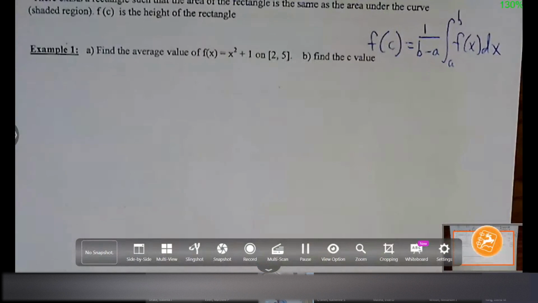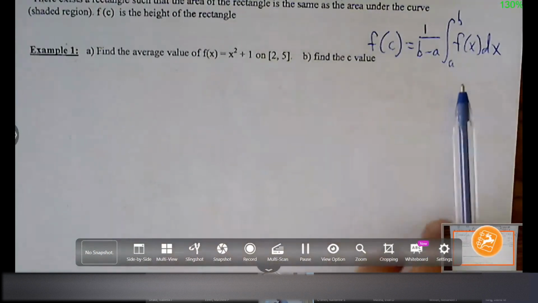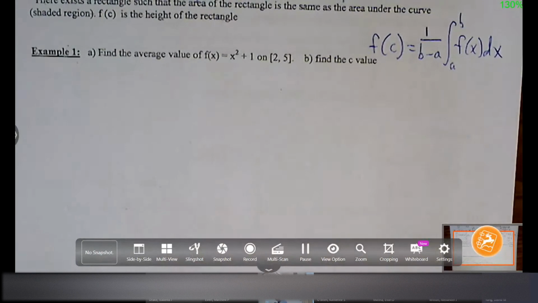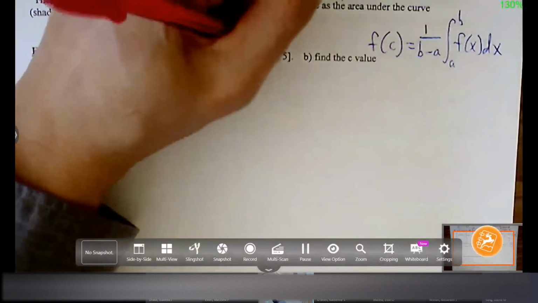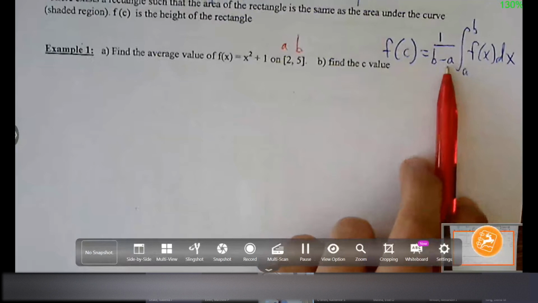So example 1, find the average value of our function from 2 to 5, find the c value. We'll do part B later. First thing is find the average value. So we're just going to take this information and put it into our formula. What are our a and b values? 2 and 5. So we just make our substitutions and get it ready.